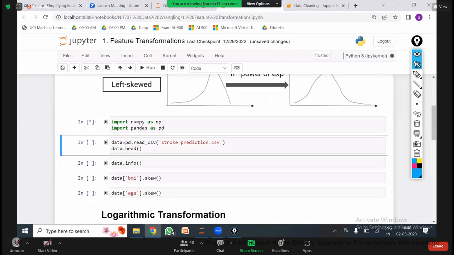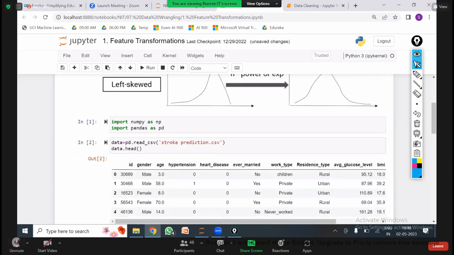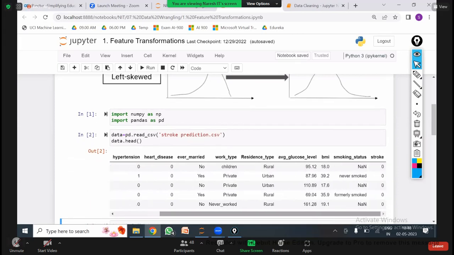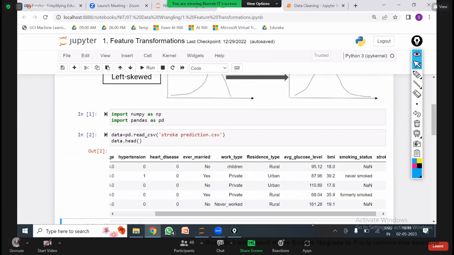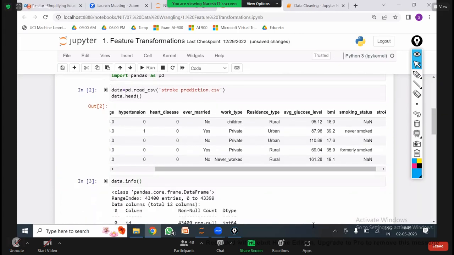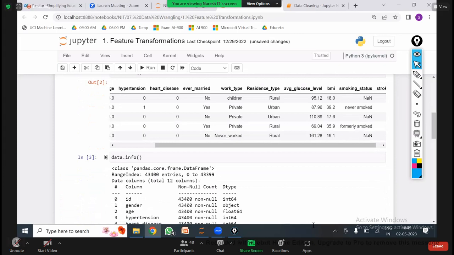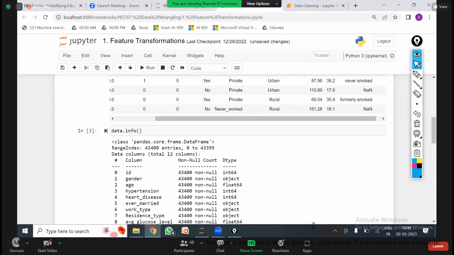What I'm going to do is first take the stroke prediction data set. This is one of the data sets related to heart stroke, where we have to predict whether the person will get a heart stroke or not. This data set has a total of 43,400 records. After the class, I'm going to upload this data set. You are going to practice, and for this data set you do the entire data cleaning and all the data transformations.